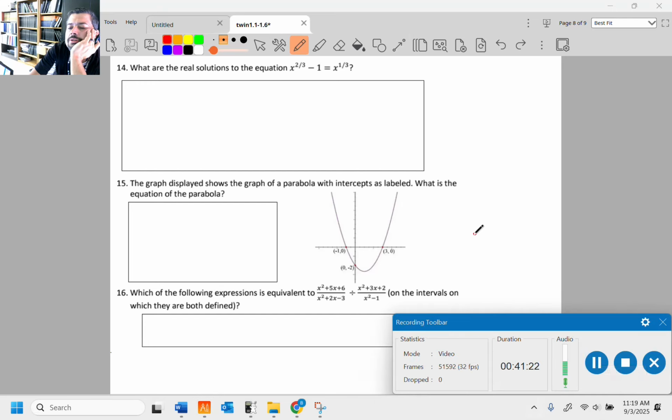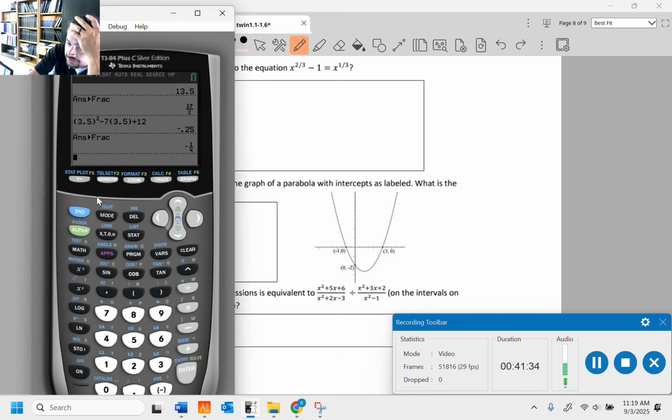All right, what are the real solutions to the equation x to the 2/3 minus 1 equals x to the 1/3? All right. So real solutions would be on a graph. That's where they'd be. So check this out. Graphs are real. X to the 2/3 minus 1 equals x to the 1/3.